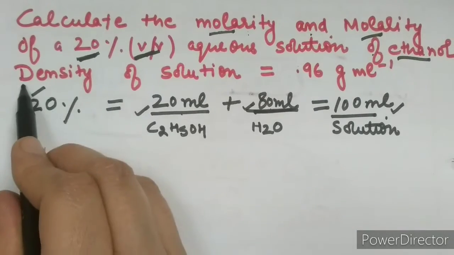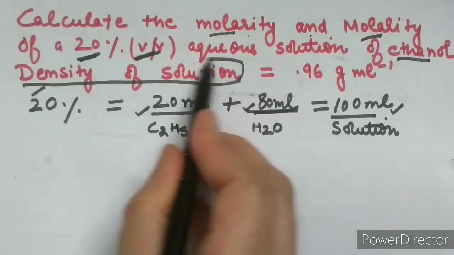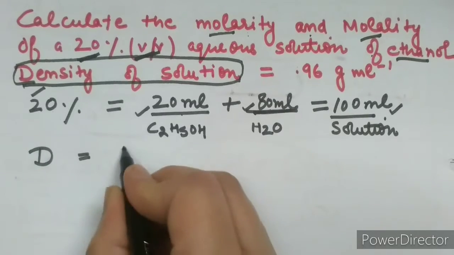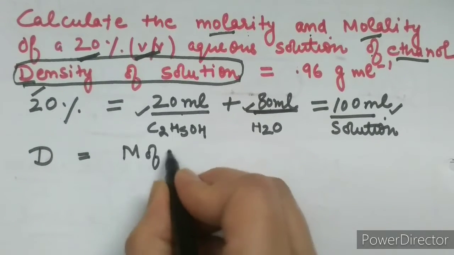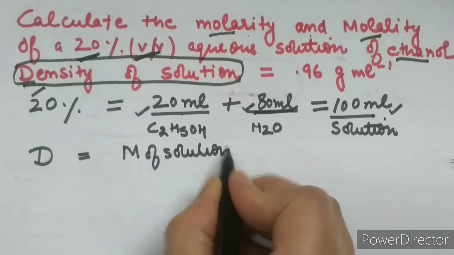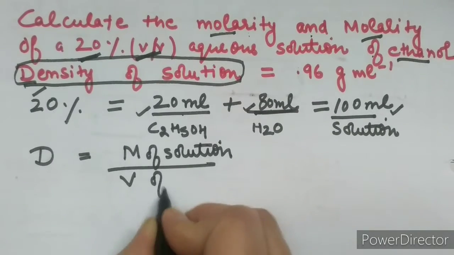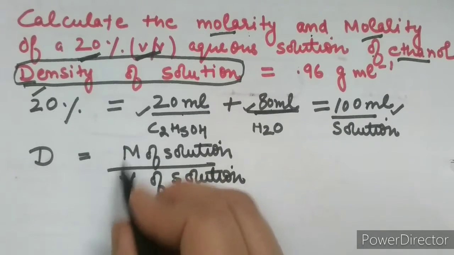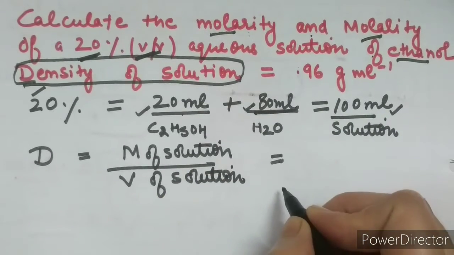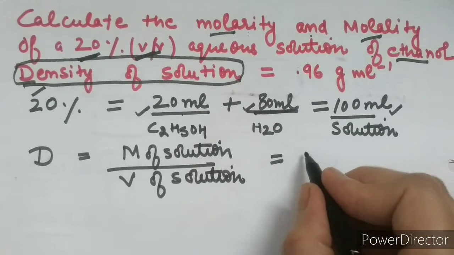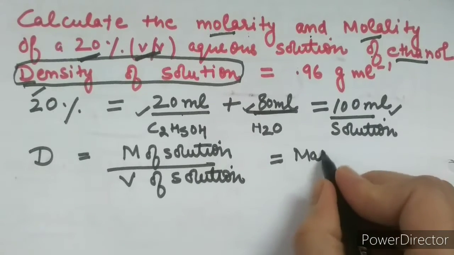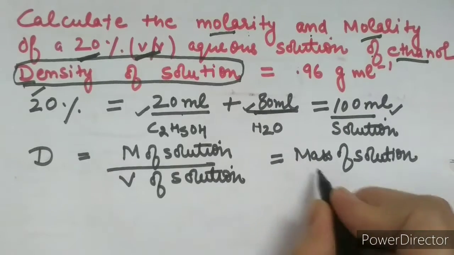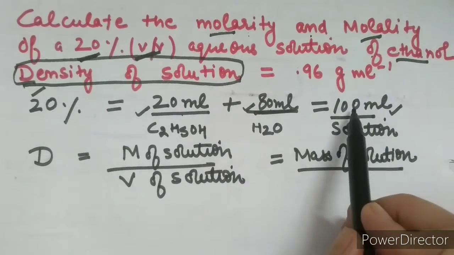Now the second thing we have is the density of solution. Now let us see what is the meaning of density of solution: mass of solution divided by volume of solution. So density is mass per unit volume. So is mass of solution mentioned? No, let it be X. So mass of solution we are yet to know. But is volume of solution mentioned?